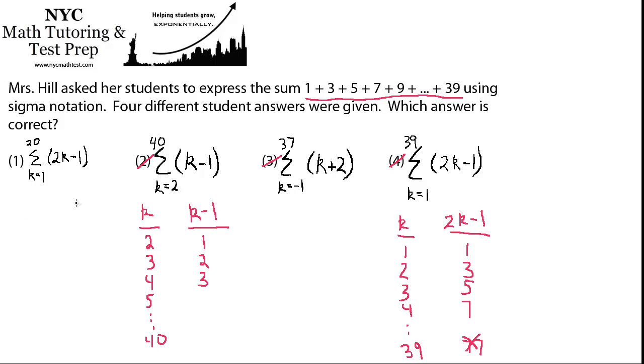And I'm not going to make a whole new table, but just to continue on this table, if we were to plug in k equals 20, what would we get? We would get 2 times 20 is 40, minus 1 is 39. And that's what we would expect to get for the last term. The last term is 39. So this expression is the one that will give us an equivalent sum to this.